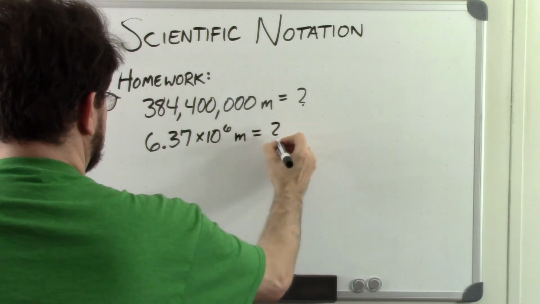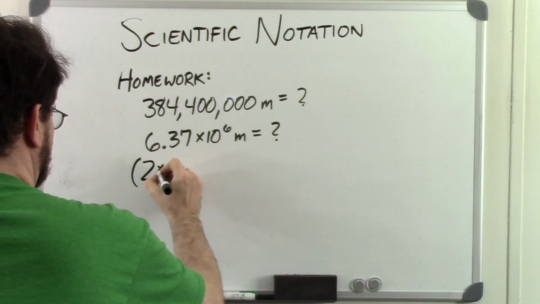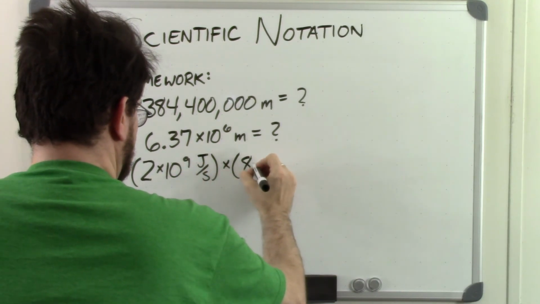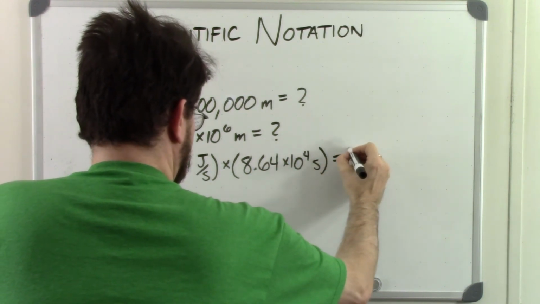Hoover Dam's maximum electrical power output is 2 times 10 to the 9th power joules per second. How many joules of energy would it generate if it ran at this rate for an entire day, which is 8.64 times 10 to the 4th seconds?